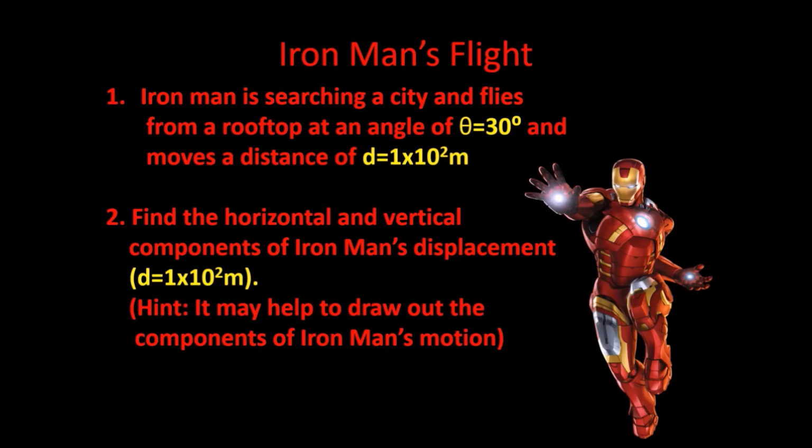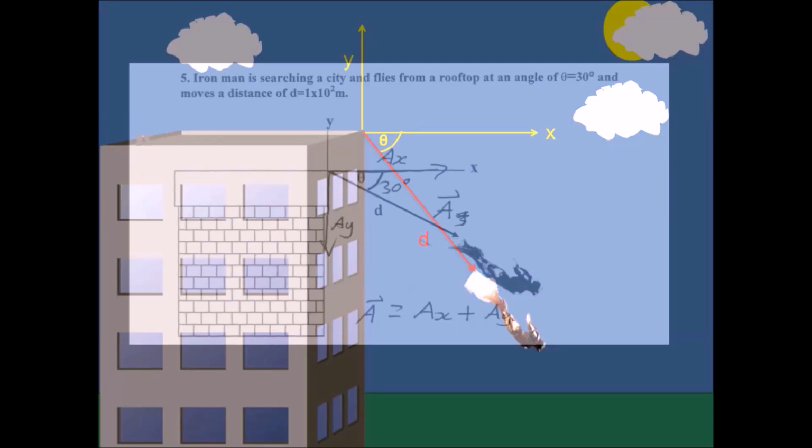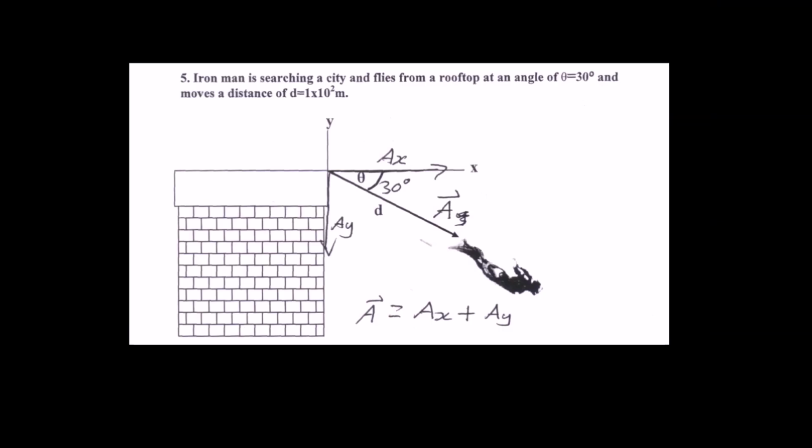So we've got negative 30 degrees, 1 times 10 to the 2 meters. Here's the situation. Iron Man's going to fly downwards here. There's our angle. There's our distance, d. So in terms of our diagram, this is what it's going to look like.